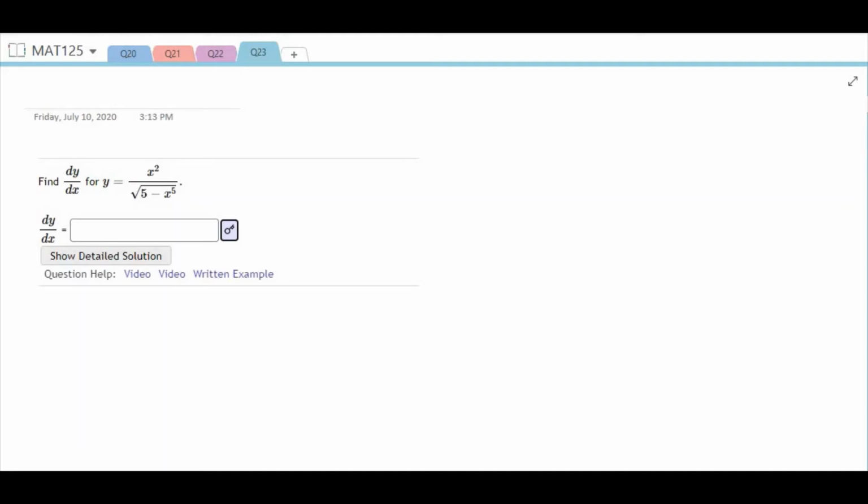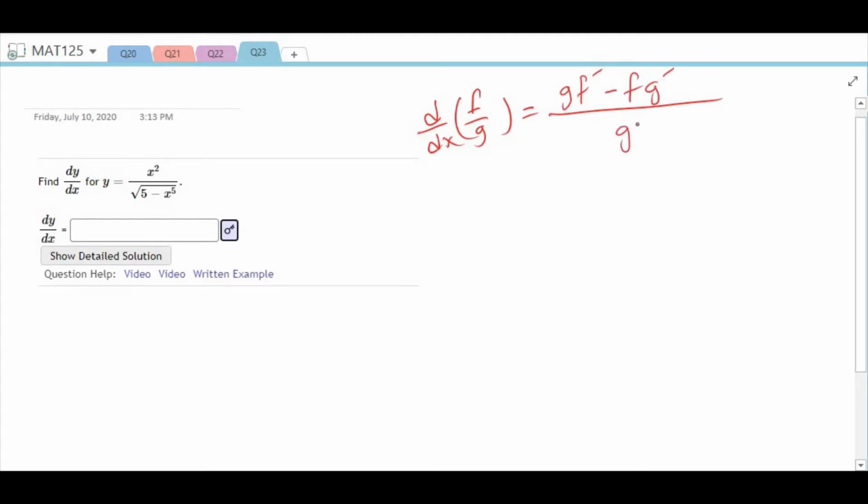We have a quotient function, and to find the derivative, we're going to use the quotient rule. As a reminder, if you have f divided by g, the derivative of f divided by g is equal to the denominator times the derivative of the numerator minus the numerator times the derivative of the denominator, over the denominator squared.